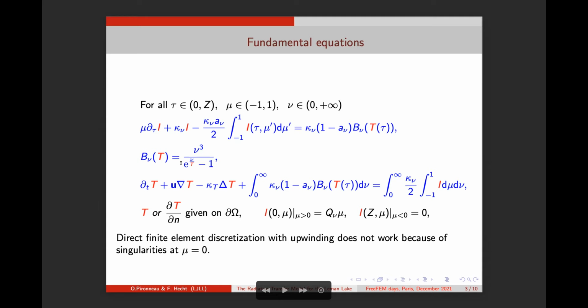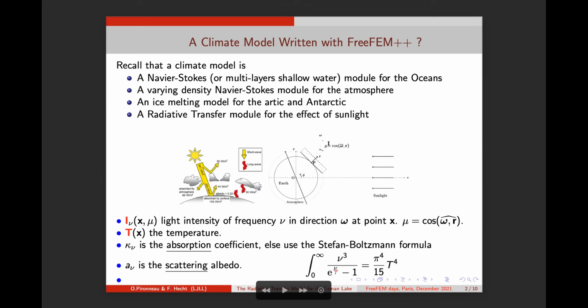And the temperature equation is the classical temperature equation, except that, just one remark. You can explain what is nu. You didn't speak about nu. So nu is here. The sunlight is not monochromatic. It is multi-frequency from zero to infinity, and the strength with respect to the frequencies is given by the black body theory. It is this formula, nu cubed over exponential of nu over T minus 1.